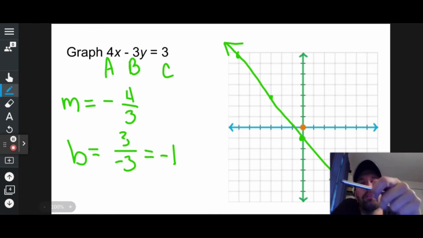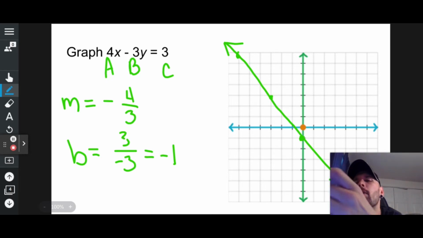Again, if I wanted to, I could have subtracted 4x and then divided everything by negative 3. But what fun is that?